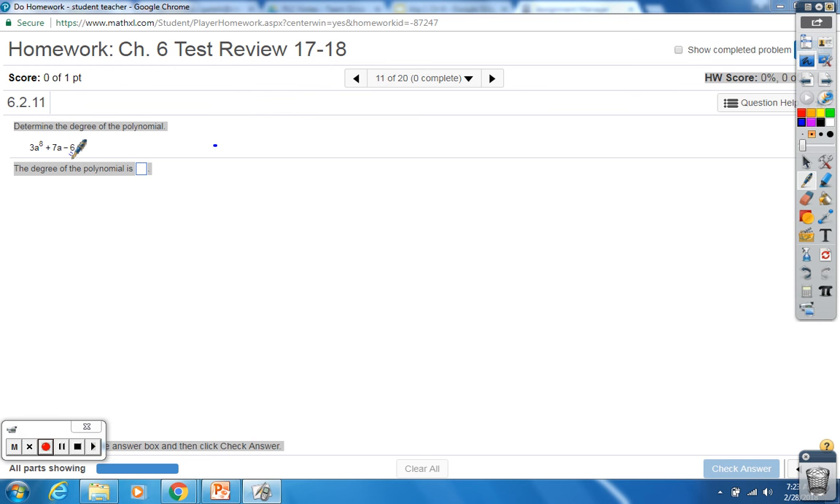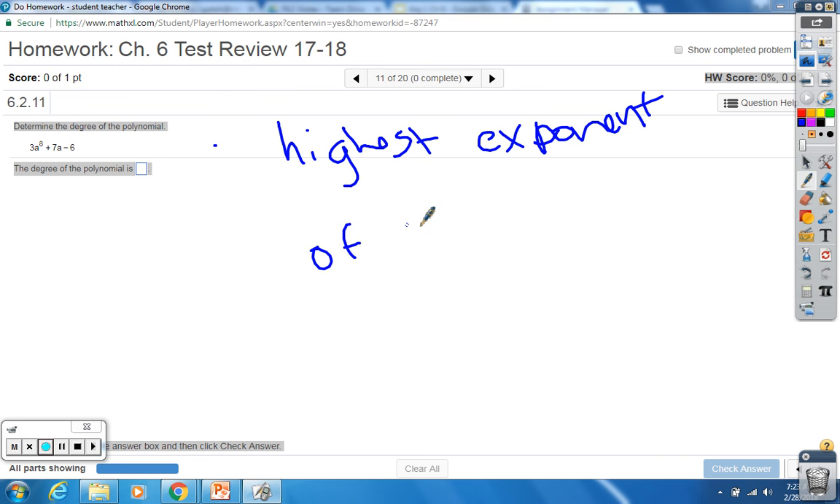So in this one here, what it's asking for is the degree of the polynomial. Alright. Now, one thing to keep in mind in this one is the degree of the polynomial is the highest exponent of all the terms.